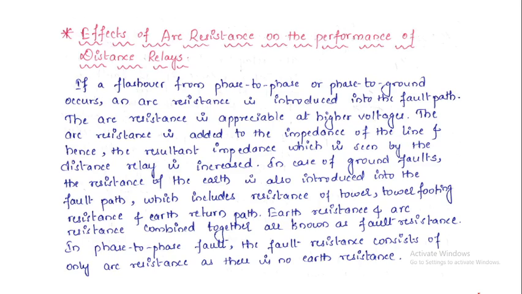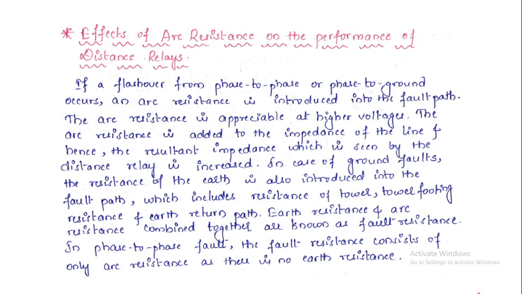The arc resistance is appreciable at higher voltages. The arc resistance is added to the impedance of the line, and hence the resultant impedance seen by the distance relay is increased. Before the flashover there is some impedance in the system, and as and when the flashover occurs, it adds more resistance to that. As the resistance gets added to the path, obviously the impedance seen by the distance relays is going to increase. So the increased impedance will be created in the system.